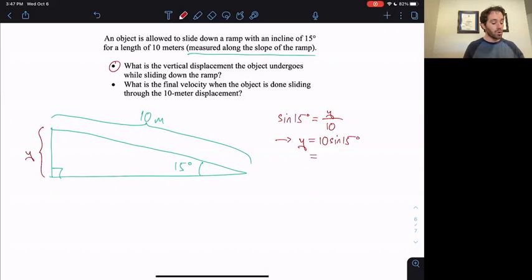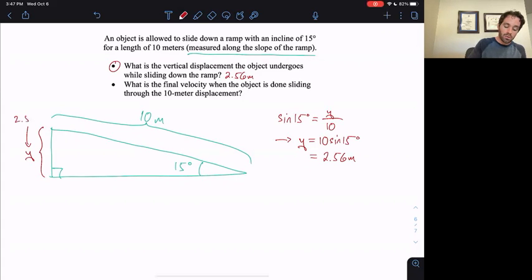which is, of course, 2.56 meters. So what is the vertical displacement? It's 2.56 meters. Much harder is going to be the second part of this question. What is the final velocity when the object is done sliding through the 10-meter displacement?